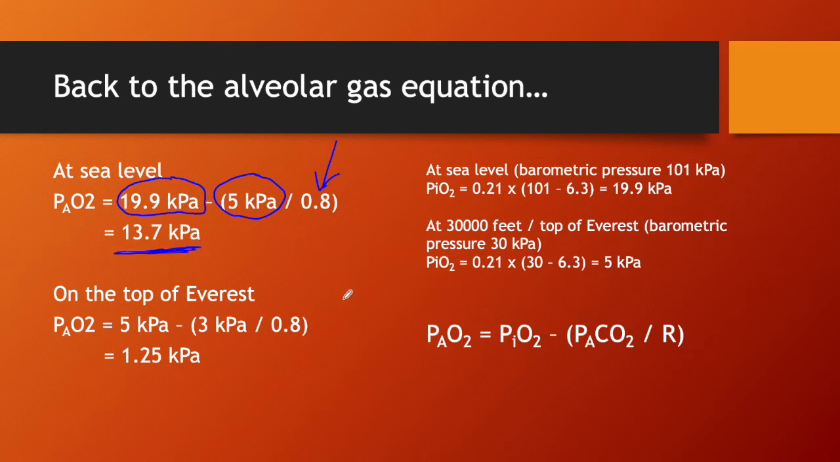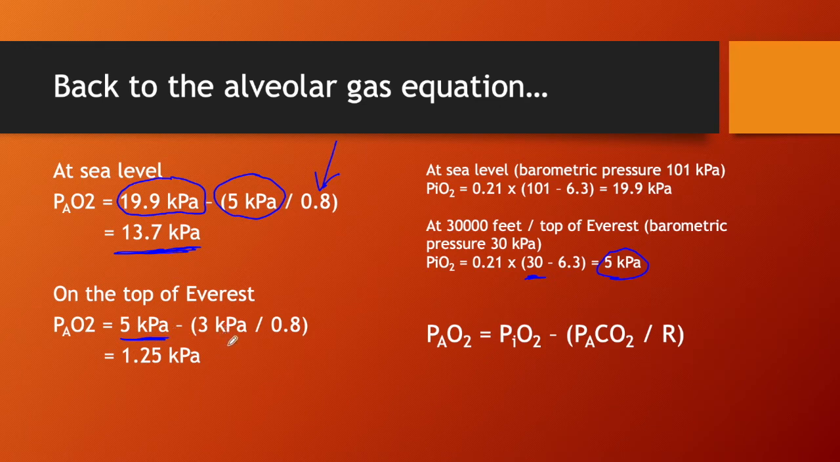However, we can do the same for an altitude of 30,000 feet, which is the height of the peak of Everest. So at an altitude of 30,000 feet, the barometric pressure is 30 kilopascals. So by substituting that into the equation, we calculate an inspired pressure of oxygen of 5 kilopascals. So now we can substitute this into the alveolar gas equation. So now we have an inspired pressure of oxygen of 5 kilopascals.